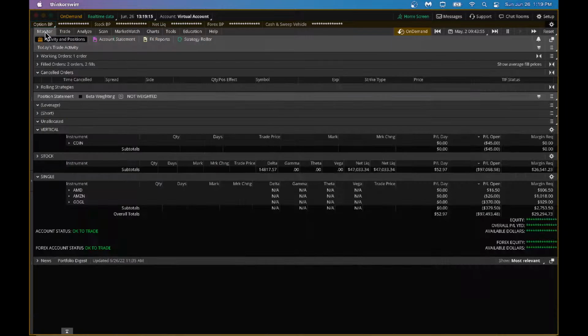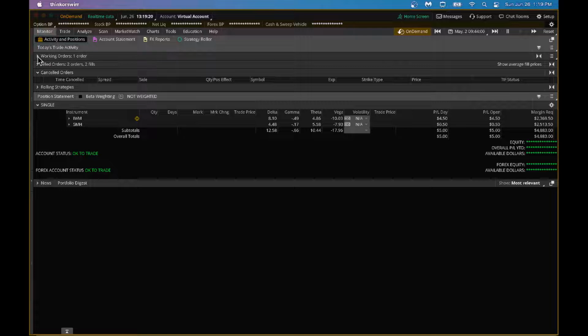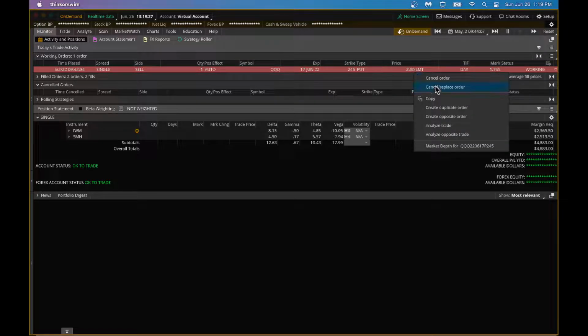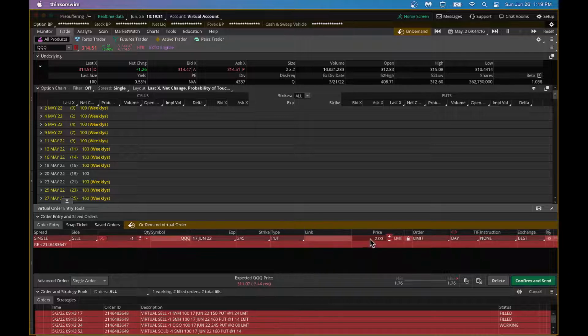Let's see what's going on with our QQQ here. Look, QQQ is waiting. The mark is 179. We tried to sell it at $2. I would just change it and say 176 and let it fill. All right.